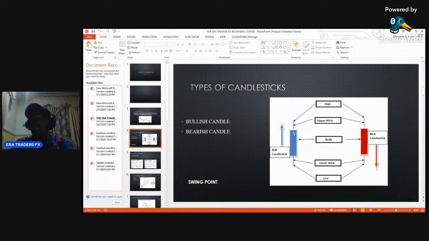For a bullish candle, we have the open situated at this region because the market is going up. I don't know if you can get that. The open is here and the close is here. The high is here, the low is here. So I'll just go to the chart to show you these things on the chart.